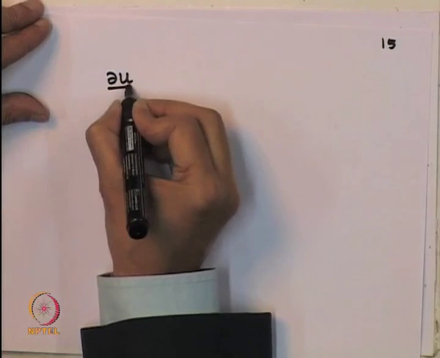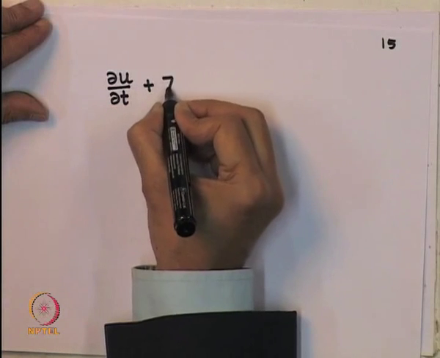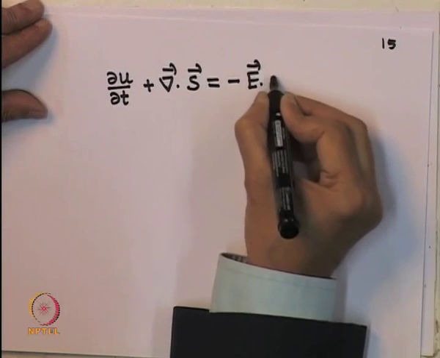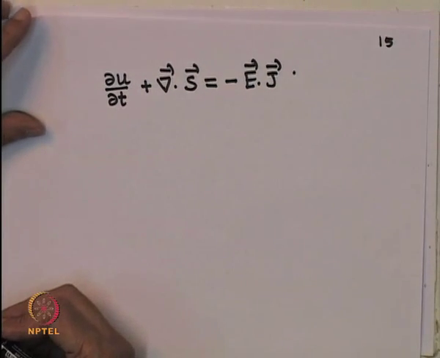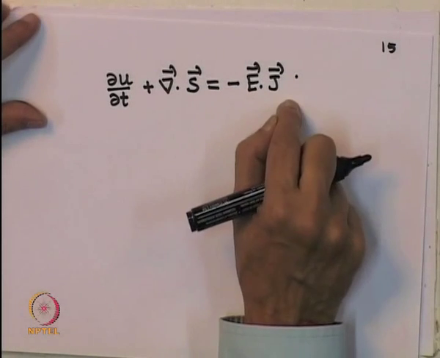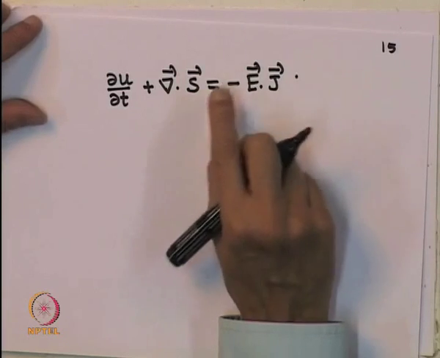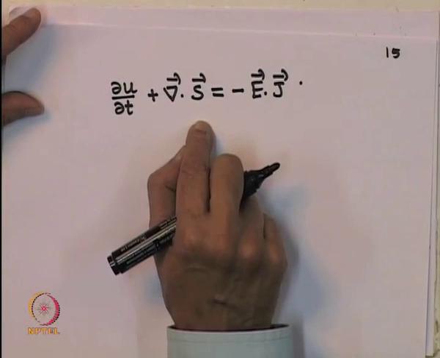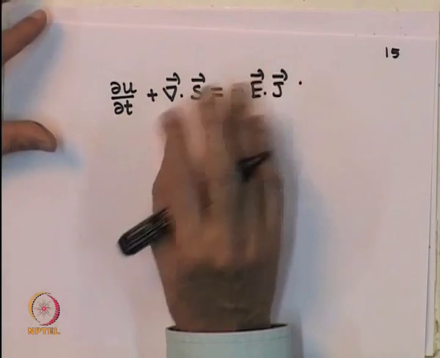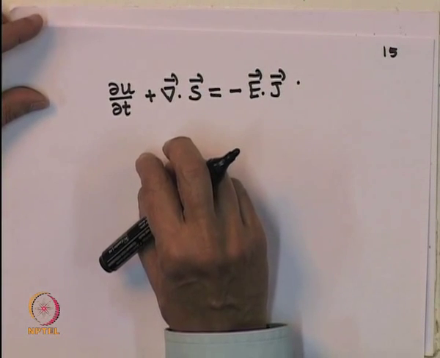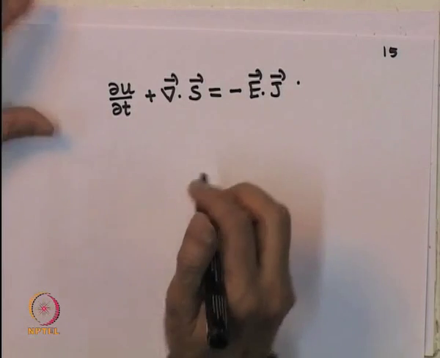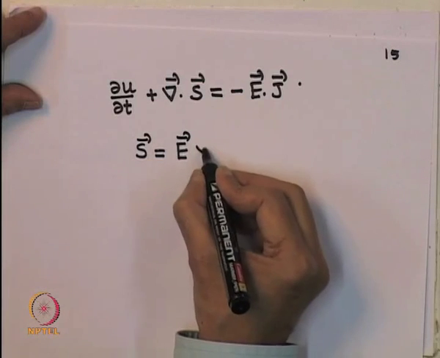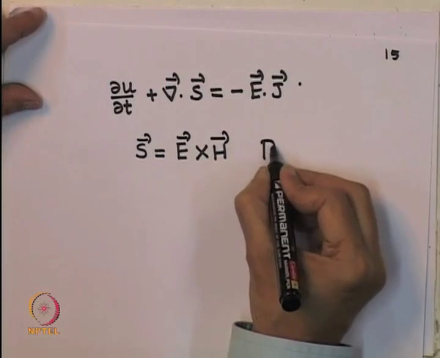instead of just dW by dt becoming equal to this, I can write this equation as du by dt plus del dot S equal to minus E dot J. This we had seen is nothing but the loss of mechanical power because of Joule heat and things like that. So, therefore, this del dot of S represents the physical movement of energy across the surface of the closed volume that we are talking about. S is given a name, S is equal to E cross H. This is known as the Poynting vector.